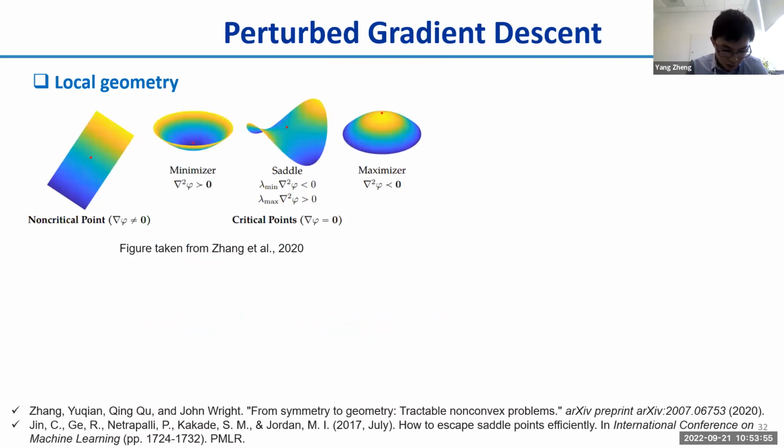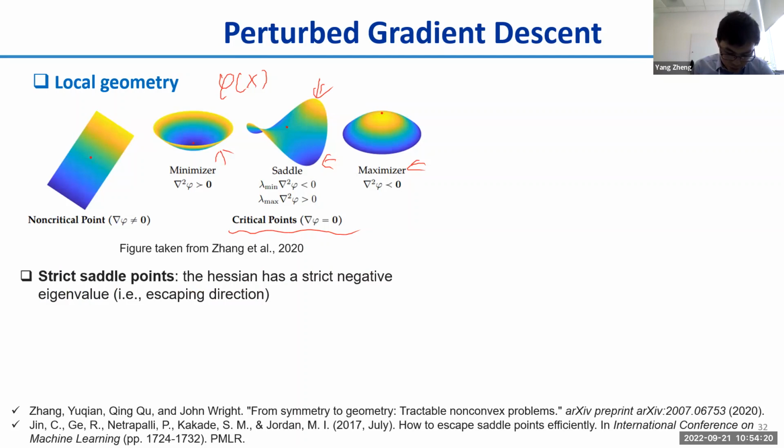So first of all, let's look at the general geometry of a function f(x). If we are at a stationary point or a critical point, which means the gradient equals 0, it can be a minimizer, it can be a saddle point, it can be a maximizer. And we know in LQG, this may happen.